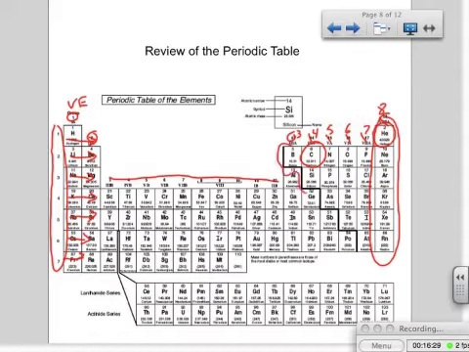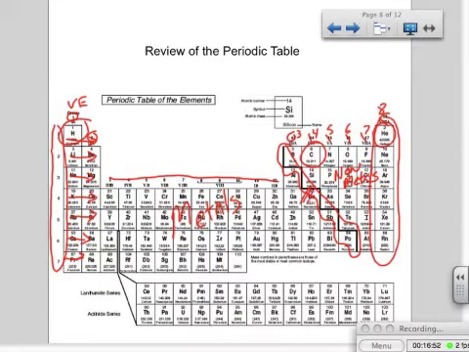Okay, the zigzag line, if you remember, the zigzag line here separates metals from nonmetals. All this stuff on the left side are metals, with the exception of hydrogen. Hydrogen's a gas. He only belongs there because he's got one energy ring and he's got one valence electron. The nonmetals are on this side.